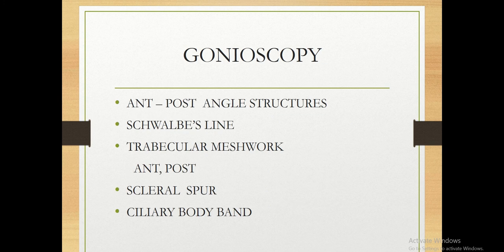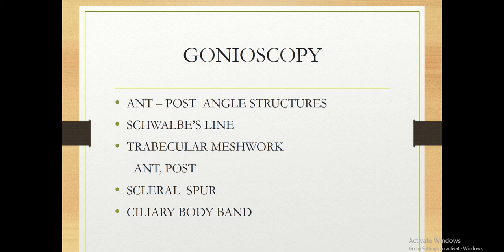So how do you classify an angle as open or closed? For classifying an angle as open or closed, the confirmatory test would be gonioscopy only. So what do you see in gonioscopy? In gonioscopy you are going to see the angle structures. From anterior to posterior, the angle structures will be the Schwalbe's line, the trabecular meshwork, which has got anterior and posterior portions, and it is the posterior part of the trabecular meshwork which is the major site of filtration. So it is called the functional part. And then you have the scleral spur and the ciliary body band.